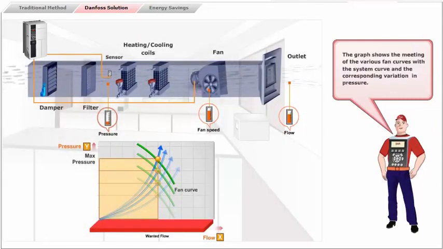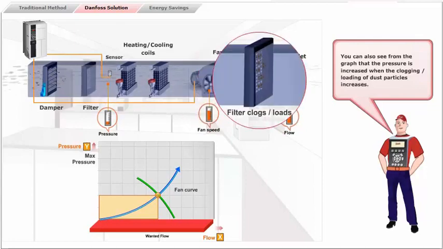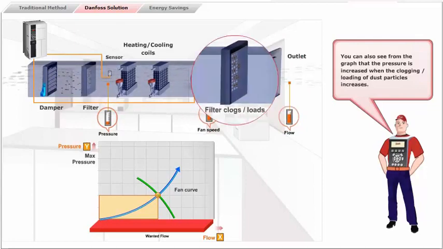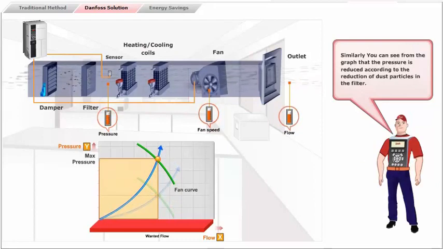The graph shows the meeting of the various fan curves with the system curve, and the corresponding variation in pressure. You can also see from the graph that the pressure is increased when the clogging or loading of dust particles increases. Similarly, you can see from the graph that the pressure is reduced according to the reduction of dust particles in the filter.